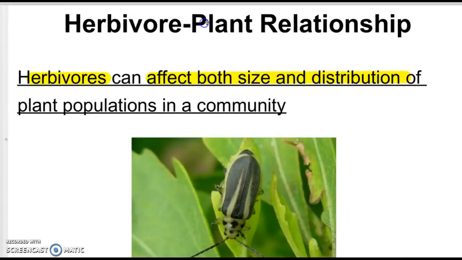Same thing with herbivory. So we saw a predator-prey relationship. There's going to be a herbivore and plant relationship. Herbivores are eating plants, and so if you have a lot of herbivores, you might decrease the plant population. If you have a lot of plants, you might increase the herbivore population. So there is this relationship and how they interact with each other, and the size of both are dependent on each other.